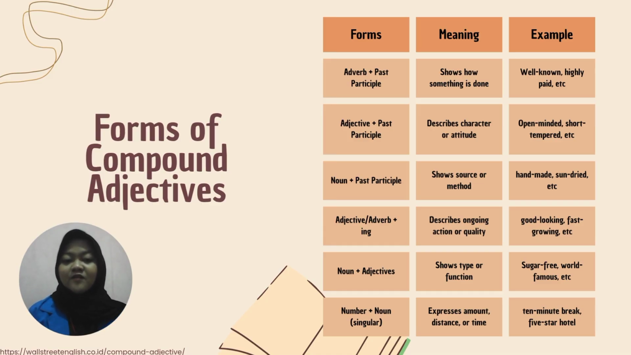Next, we have noun plus past participle, such as handmade or home-cooked. This one shows the source or the method of something. Then, adjective or adverb plus -ing, for example, good-looking or fast-growing. It describes an ongoing action or quality. After that, there's noun plus adjective, like sugar-free or fat-free. It shows the type or function of something. And lastly, number plus singular noun. For example, 5-star or 2-week. It expresses amount, distance, or time.